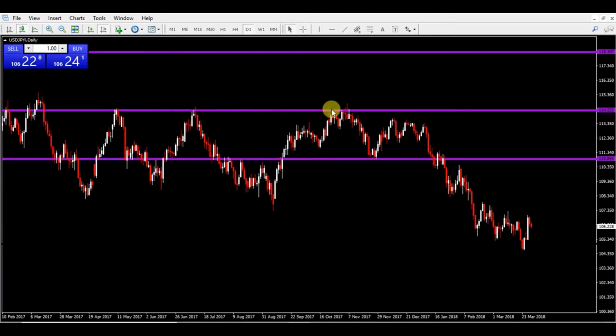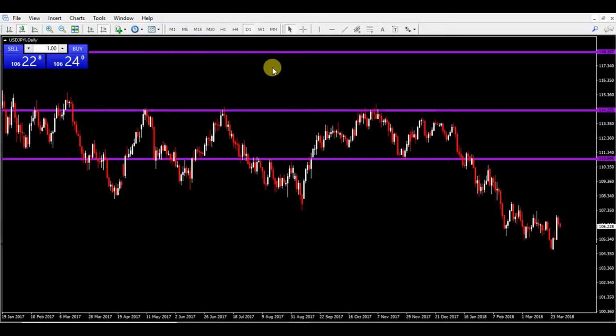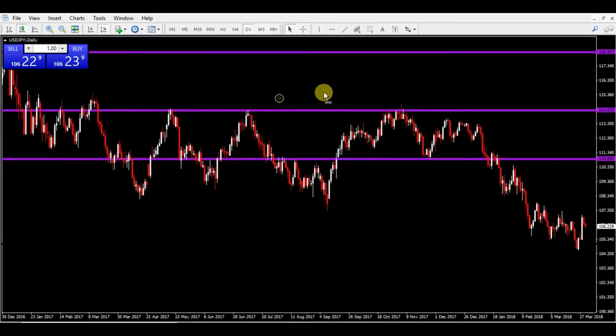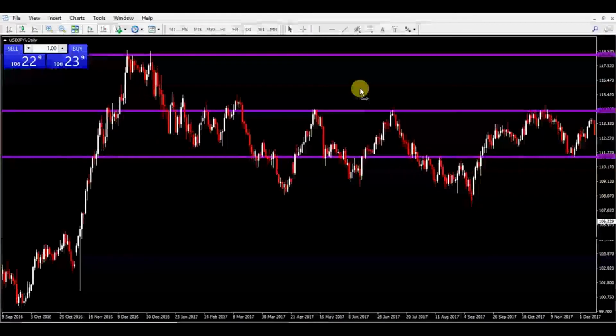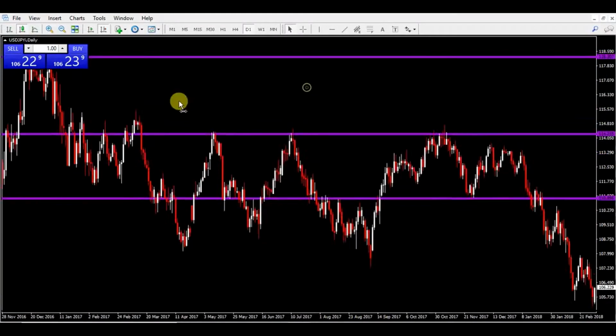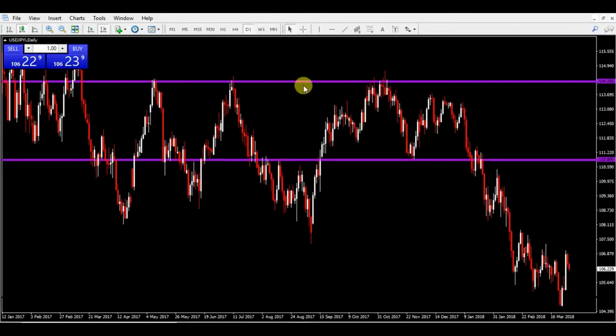a good 300 pips. So one of the things that I like to do, and like I said, daily is as low as you want to go as far as finding valid support resistance areas, is just measure out that first initial support resistance zone. Okay, so this is a very valid one. This is a very valid one.